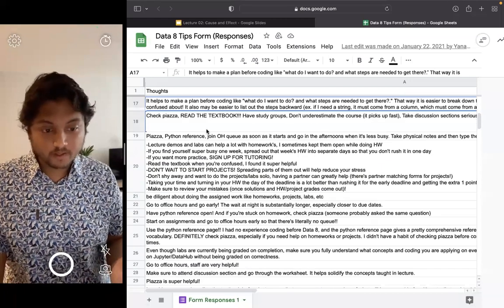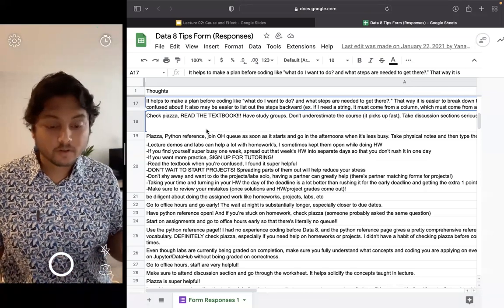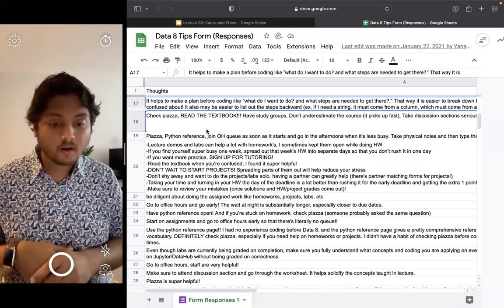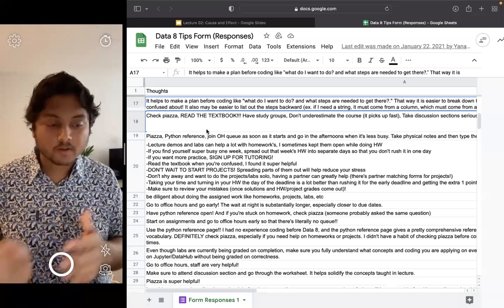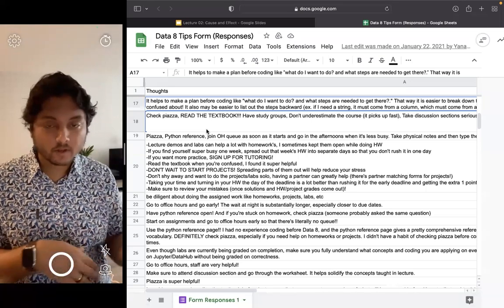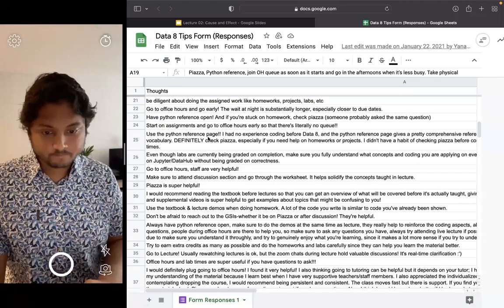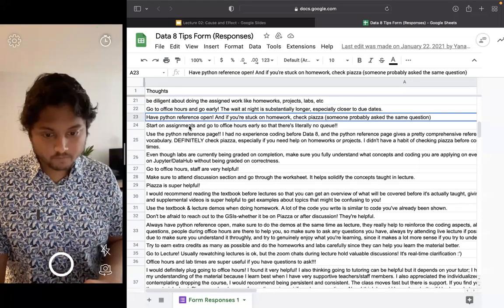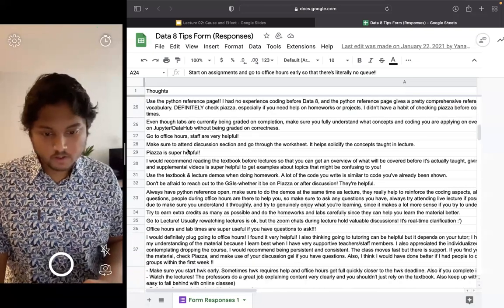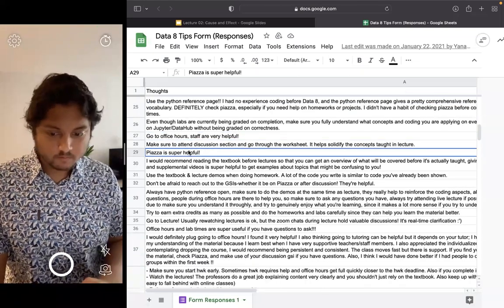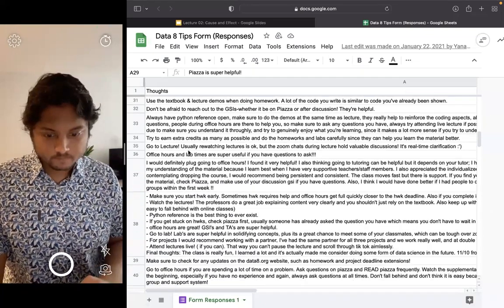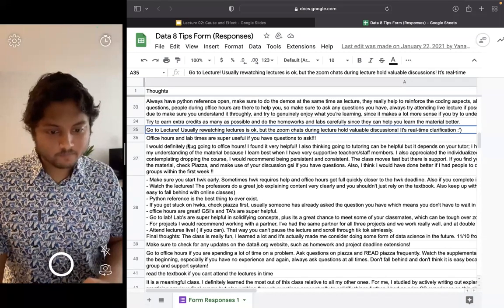Read the textbook. That's also really good. The textbook is kind of the ultimate source of truth. So definitely check out the textbook. Read through that, and keep up to date on the textbook material as we're going through the lectures as well. Super, super important. Yeah, a lot more of the same stuff. Go to office hours, Python reference sheet, office hours, Piazza, Ed. Go to lecture. Yeah.